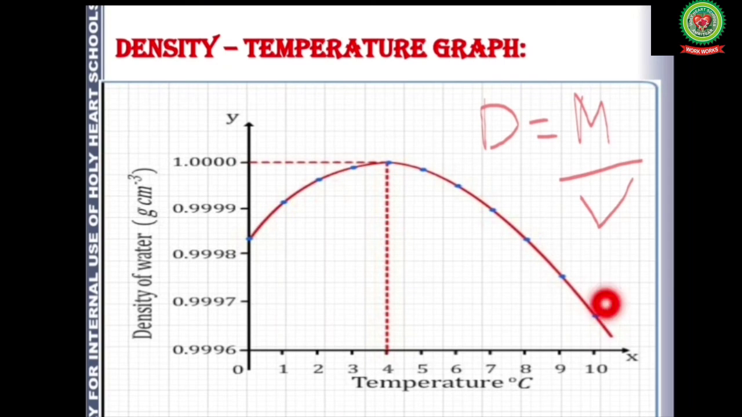When the temperature decreases from 10 degrees Celsius to 4 degrees Celsius, density increases till 4 degrees Celsius. On further cooling from 4 degrees Celsius to 0 degrees Celsius, density will decrease. So here you can see that water has maximum density at 4 degrees Celsius, clear, and its value is 1 gram per centimeter cube.